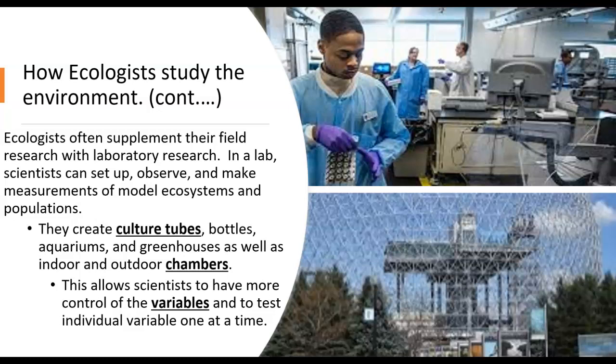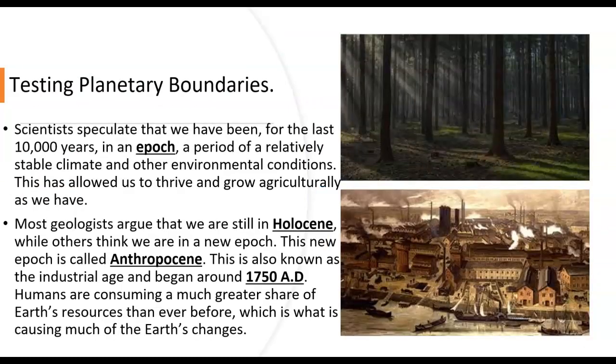Now, in an environment in the field, it's not always possible to control all possible variables. So scientists do the best that they can at controlling as many as they can in the field. But that's where the culture tubes come in, or bottles, aquariums, greenhouses, or whatever they want to use, where they can simulate indoor and outdoor chambers that are controlled with only one variable that is different between the groups. So, testing planetary boundaries.